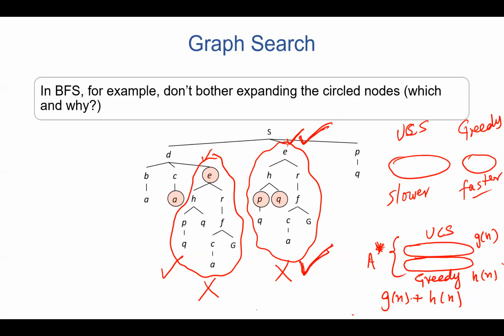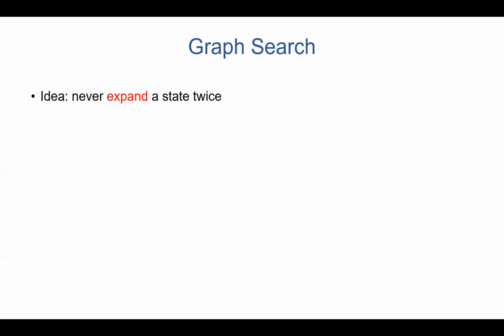That takes us to the discussion about how to make sure that the heuristic is admissible or consistent. That brings us to the discussion. But the first idea is in graph search: never expand a state twice.